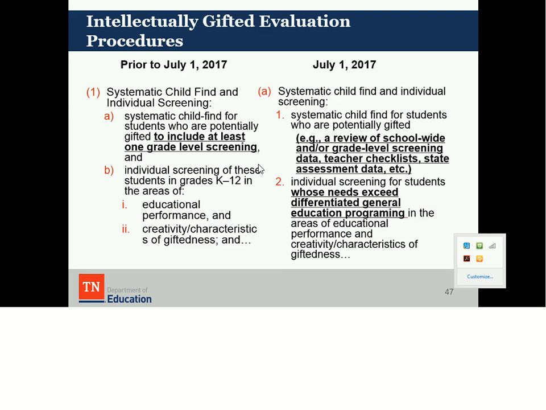A systematic screening should occur for all students, whether it's by your school-wide data review on a yearly basis, in addition to a grade level screening or not. So that yearly information needs to be reviewed every year. However, some districts may choose to add an additional grade level screening. We also want to include teacher checklists and state assessment data through your screening process. And then for those students who need more individualized screening, we want to pay attention to the needs that may exceed differentiated instruction, especially in the areas of educational performance and creativity and characteristics of giftedness. And again, this is by review, so as we're doing our evaluation, we're reviewing what has been done and determining what else we need to do for that evaluation. We do not have to screen in order to be evaluated.